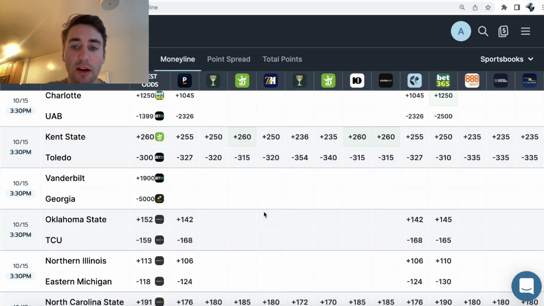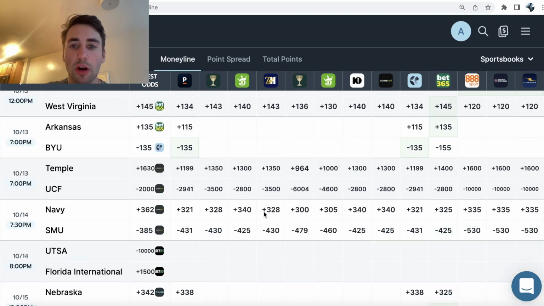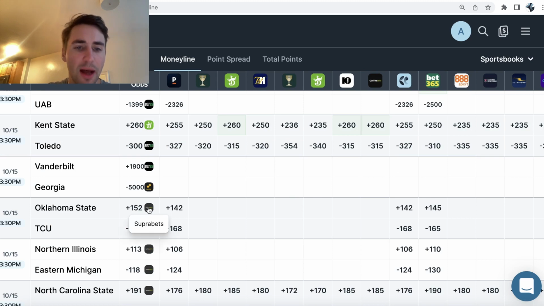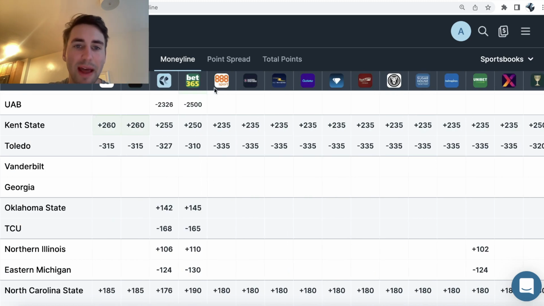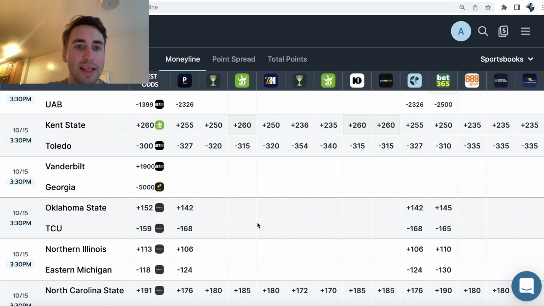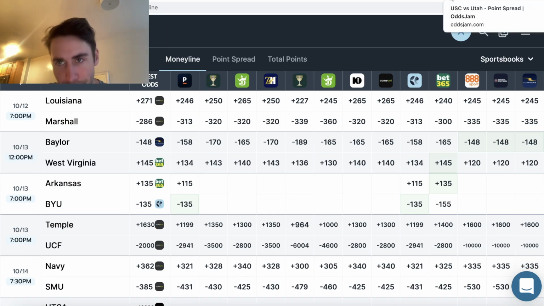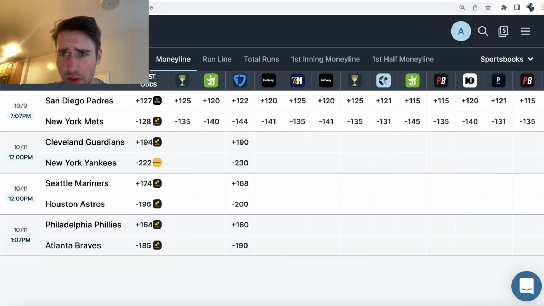So you can see right here, not a ton of sportsbooks have started to post money line odds yet for most of these games, aside from like SupraBets and Bet365. But regardless, as sportsbooks start to post money line odds, you'll see some plays here. But anyways, let's get into the first bet I have.